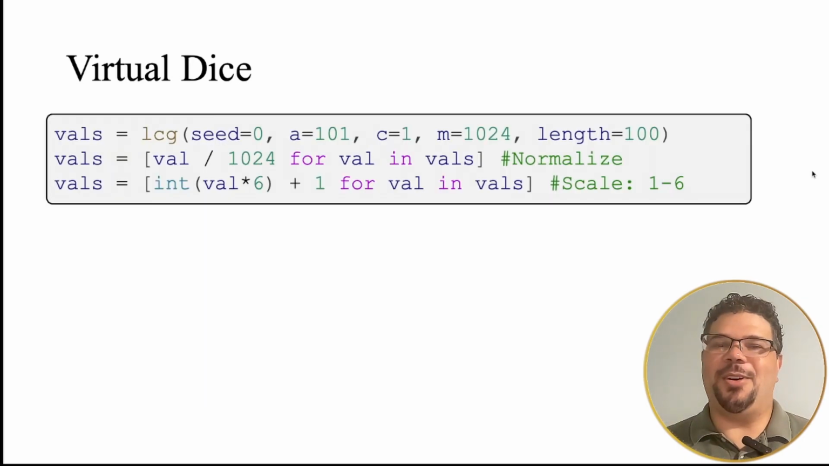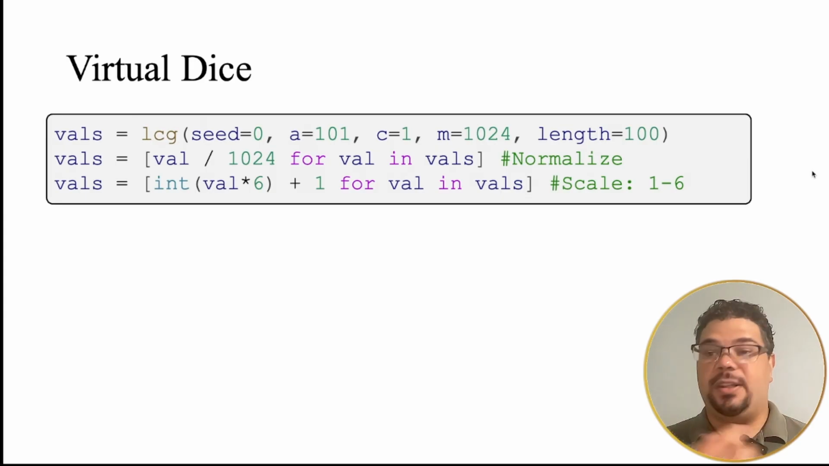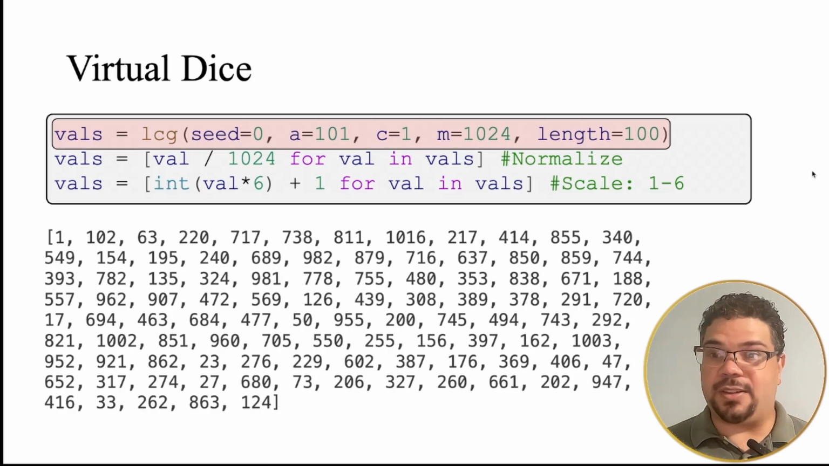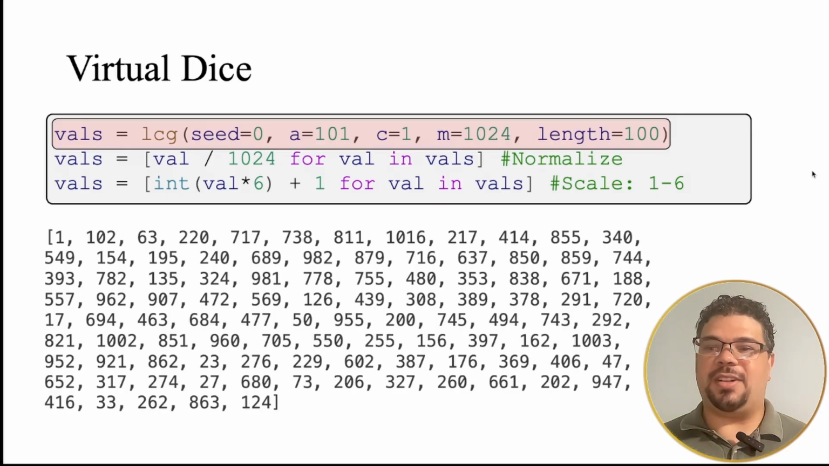So let's get back to our motivating example of virtual dice. Let's throw 100 random dice. We can do that by first calling our LCG code with the good values of A, C, and M that we saw a second ago, and get 100 values out of it. Now, these values aren't going to be dice rolls, they'll be numbers from 0 to 1024. To turn them into the range 1 through 6, we have to process the numbers a little bit.